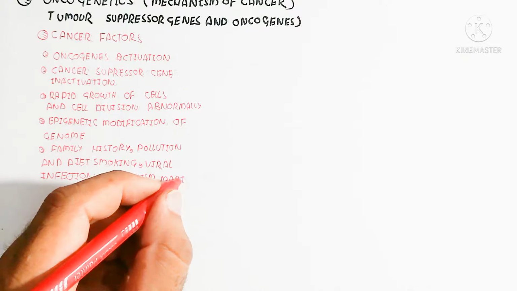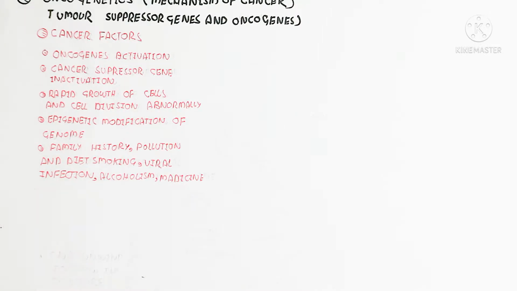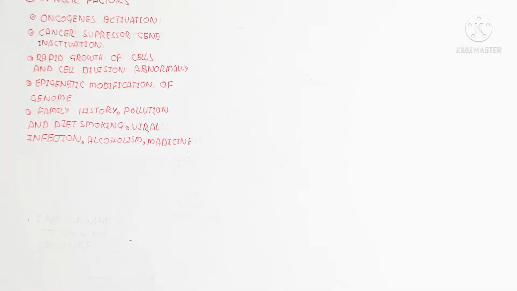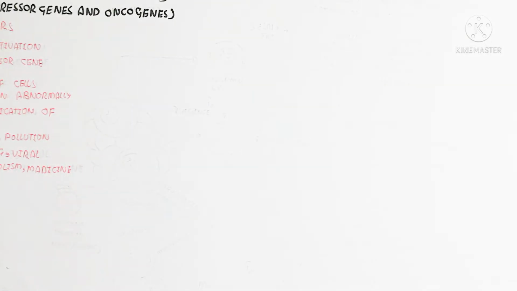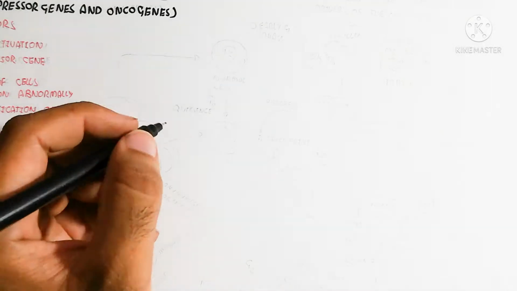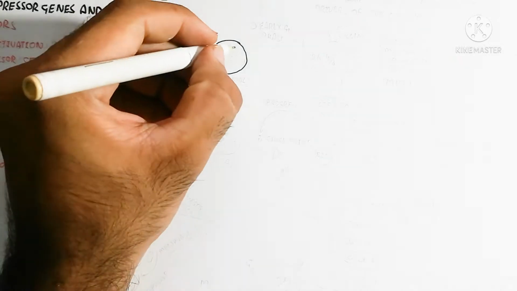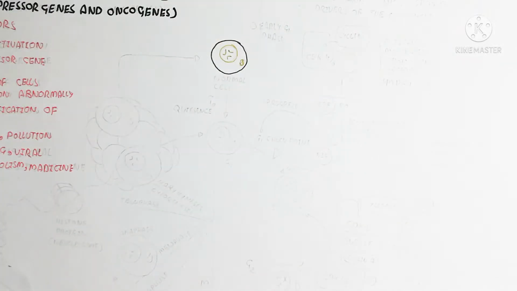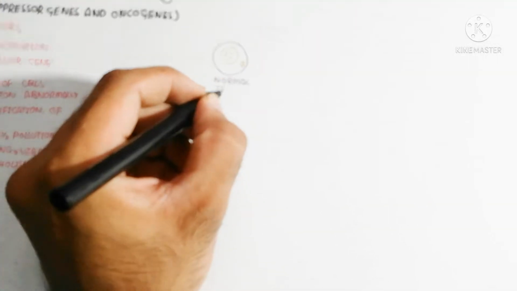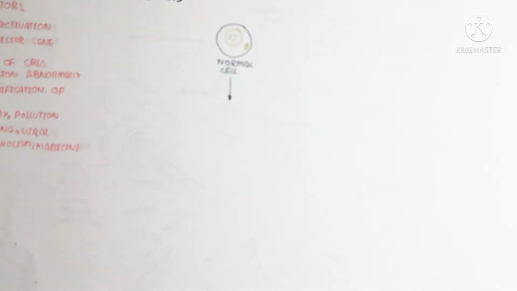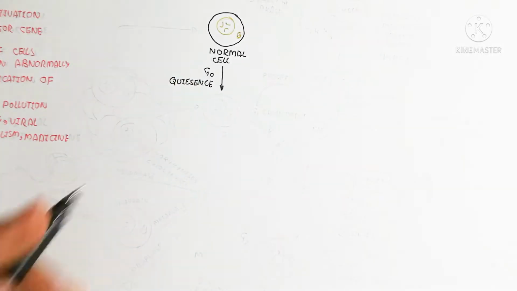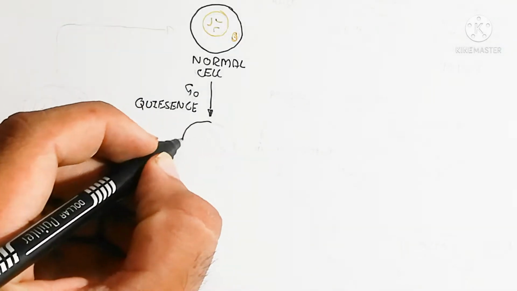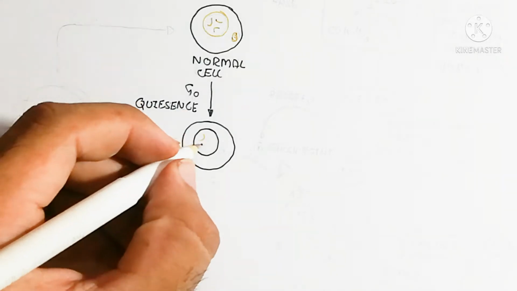First of all, we should understand the cell cycle, and then we will be able to understand DNA damage as well as oncogenetics. Let's begin with the G0 phase of the cell. The G0 phase is the quiescence phase, in which the cell is at rest. When the rest is broken, the cell goes into the G1 phase, known as the growth 1 phase. After the G1 phase, it goes into the S phase.